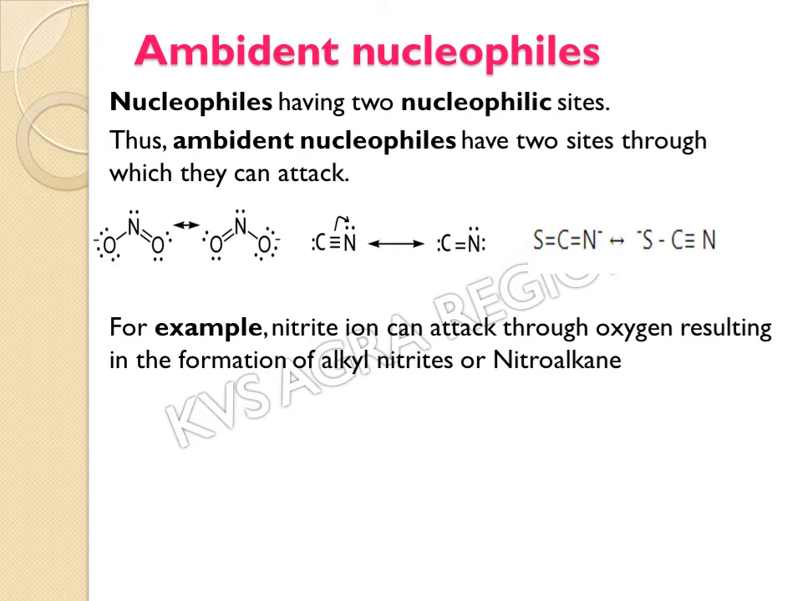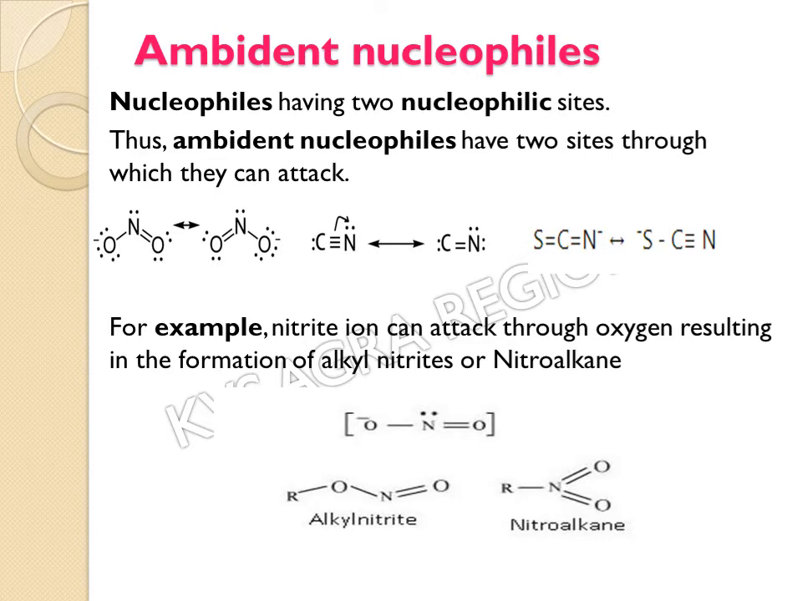For example, the nitrite ion can attack through oxygen or nitrogen, resulting in the formation of alkyl nitrites or nitroalkanes. Here we can see nitrite, when attacked through oxygen, forms alkyl nitrite, or nitroalkane is formed when it is attacked through nitrogen.